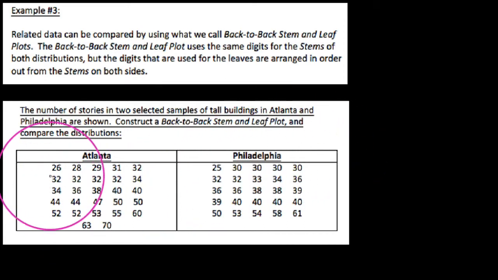I noticed looking through this, my minimum, at least for my Atlanta data, is 26, my maximum 70. So at least my leading digits are going to have to start with 2 and go all the way up to 7. And then Philadelphia, I think that should be enough to cover it as well. If our stem starts at 2, that would cover that, and if we go up to 7, we should make it past 61. So we should have enough in our stem to cover both sides.